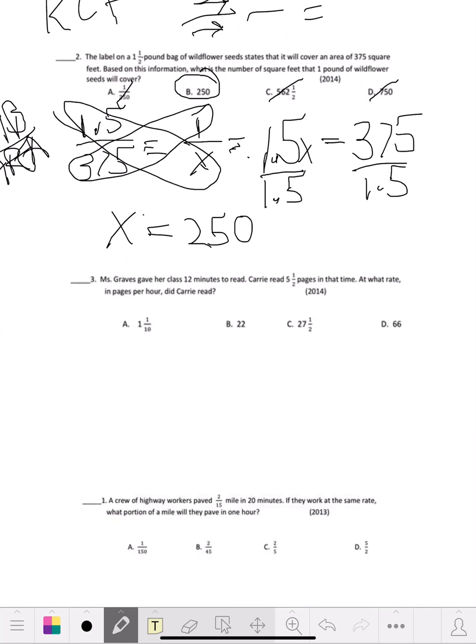Now, it says Mrs. Graves gave her class 12 minutes to read. Carrie reads 5.5 pages in that time. So let's see what she got. So that's number 3. I'm going to write time over the pages.